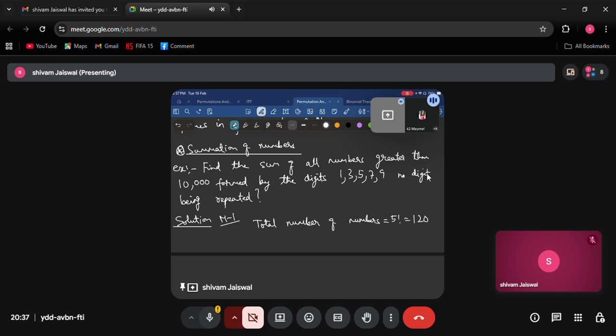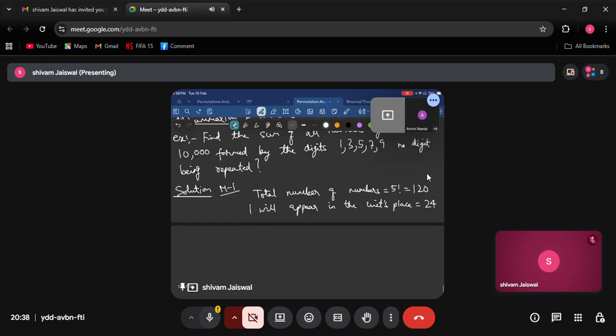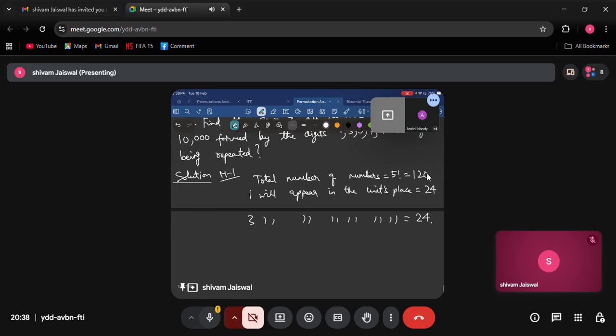Total number of numbers will be equal to 5 factorial, which is 120. In these 120 numbers, 1 will appear in the units place how many times? 4 factorial times, 24 times. Right. 3 will appear in the units place 24 times. 5 will also appear in the units place 24 times.